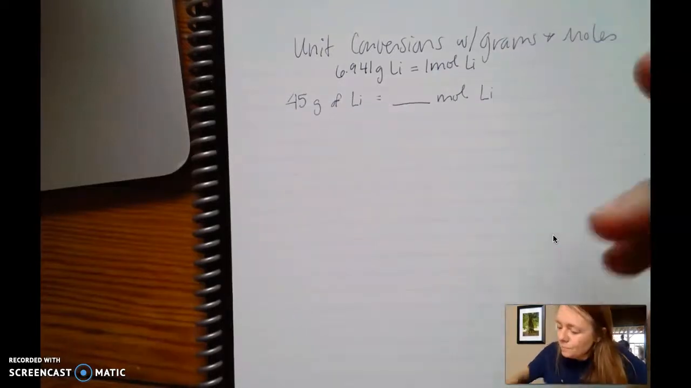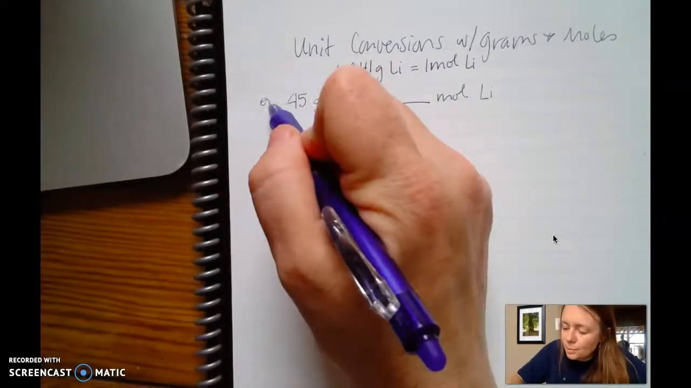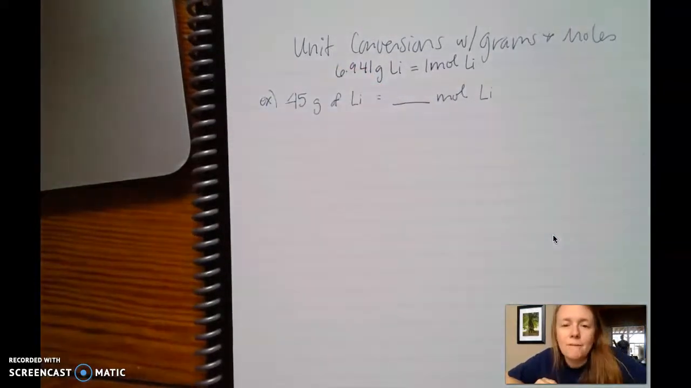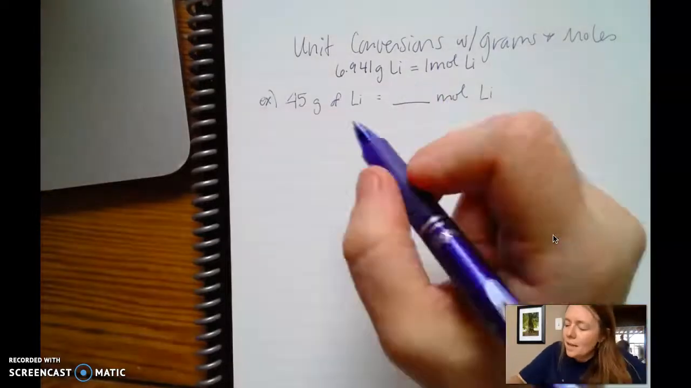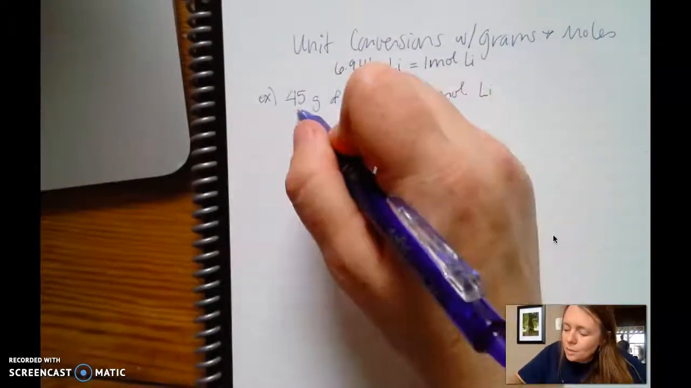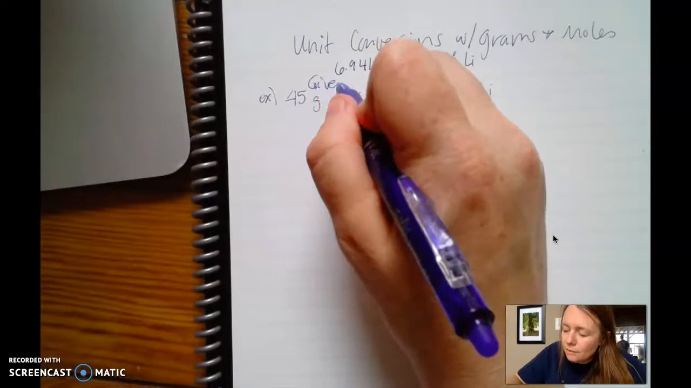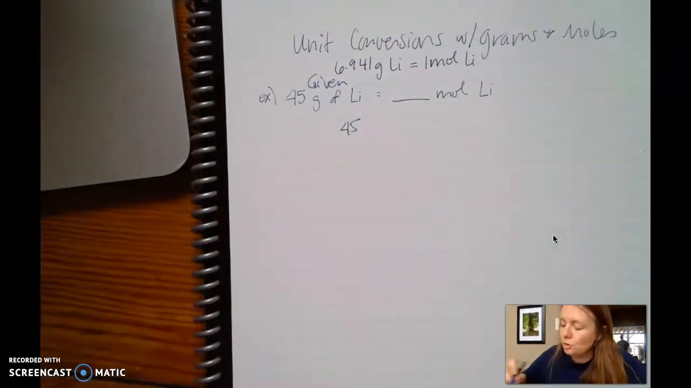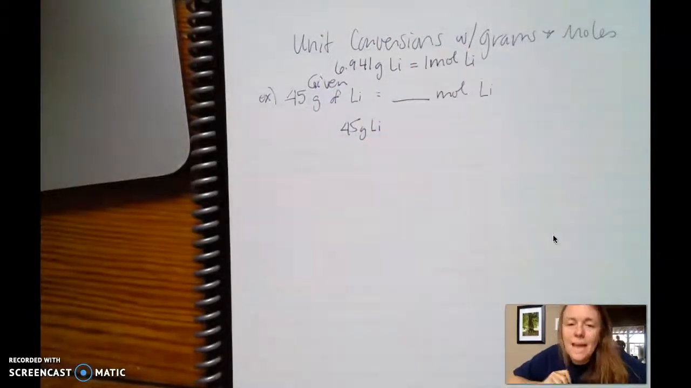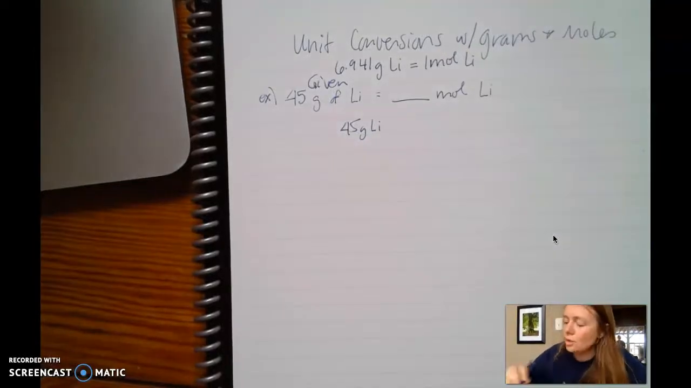All right, so let's take a look at this example. We've got 45 grams of lithium. How many moles is that? And so we are always going to start with the given information. The given information is 45 grams of lithium. Attach your units to it. Make sure you know what you're dealing with.